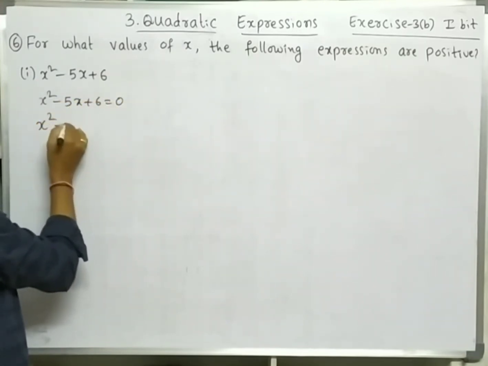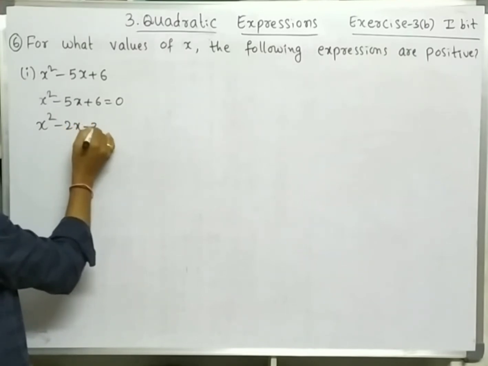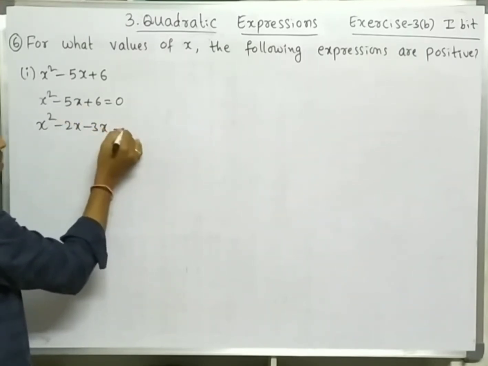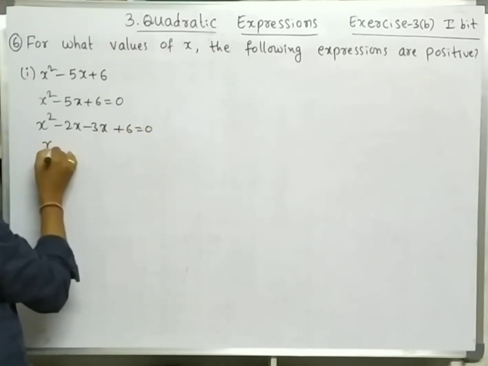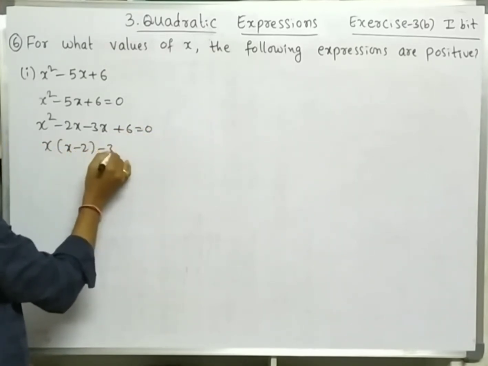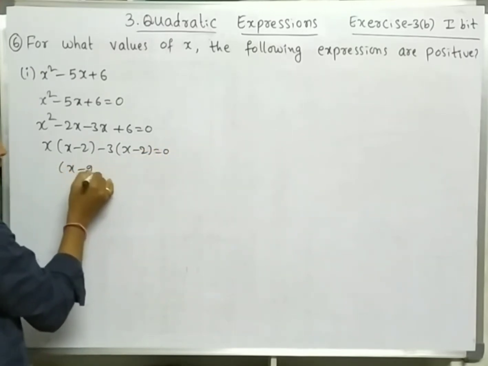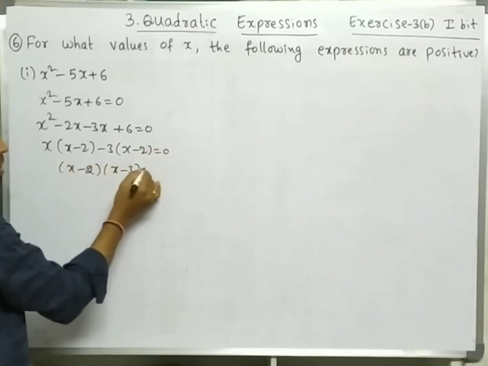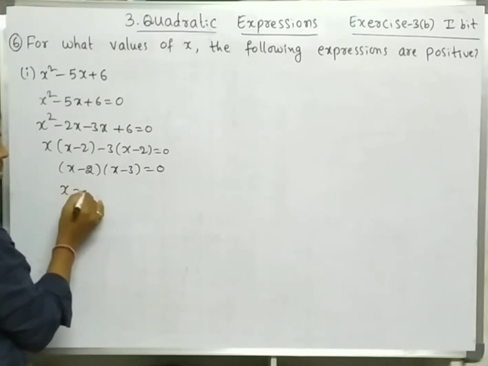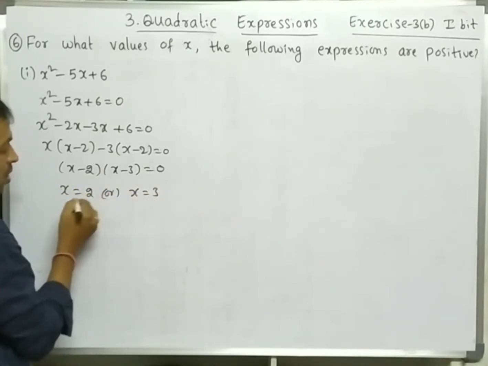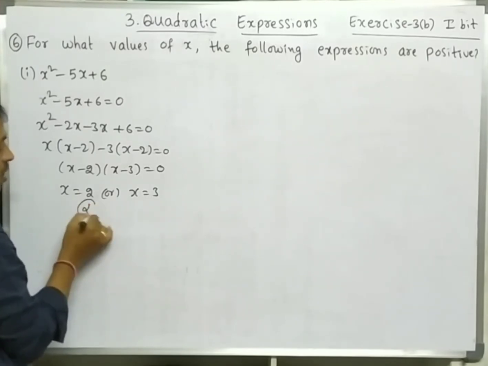then x square minus 5x plus 6: 2 times 3 is 6, 2 plus 3 is 5, with minus signs. So x is common, x minus 2, minus 3 is common, x minus 2, again x minus 2 common, x minus 3 equals 0. So from this x is equal to 2 or x is equal to 3, this is alpha, this is beta.